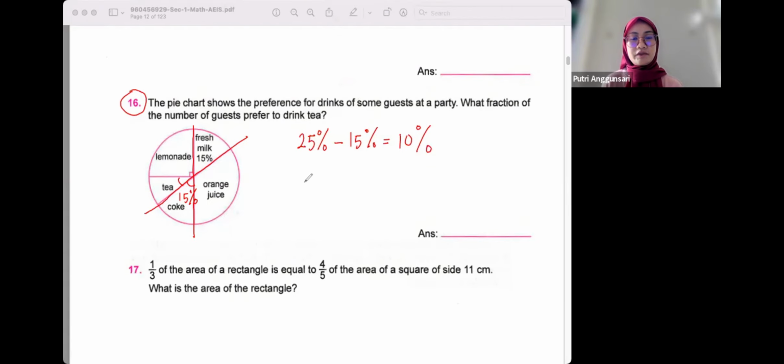Next, let's convert the percentage into a fraction because the question asks about fraction. However, we need to make it as simple as possible. So it is not only 10 out of 100, but the final answer will be 1 out of 10. So the final answer is 1 out of 10.